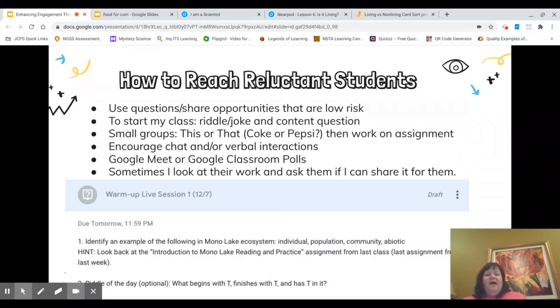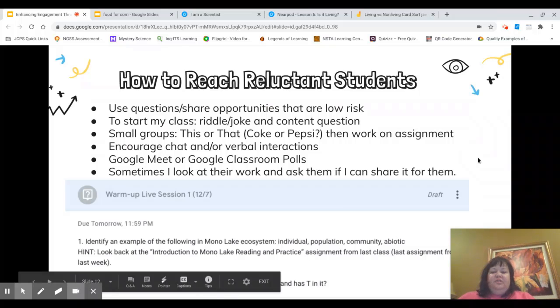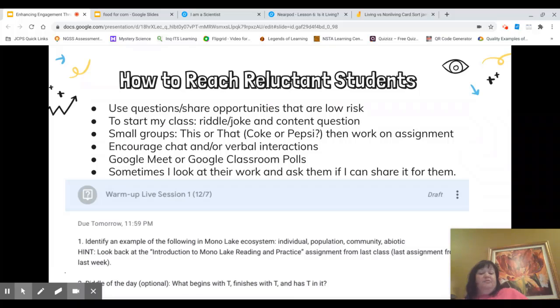What I mean by that is at the beginning of my class I use a riddle or joke with my content question. You're going to see an example below where the first question is where they have to identify an example of Mono Lake. That's their content question. But then the second part is a riddle of the day, and sometimes it's a joke, whatever, but it's just something simple. What begins with T, finishes with T, and has T in it? I think the answer was teapot or something. It's really neat because some kids it really gets them laughing and joking, and it's funny to see what some of their answers are, and some of them are creative. So it's just kind of low risk.